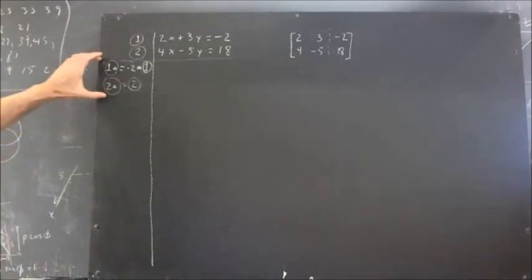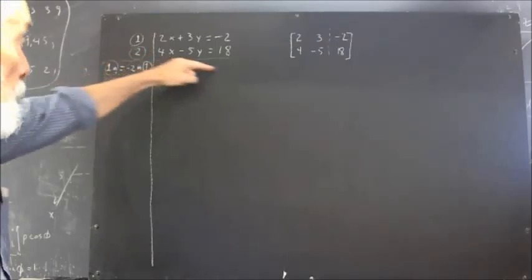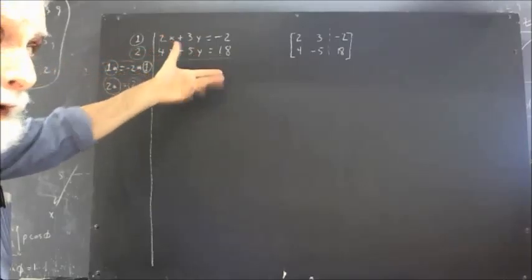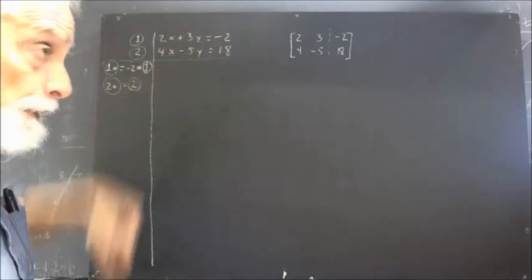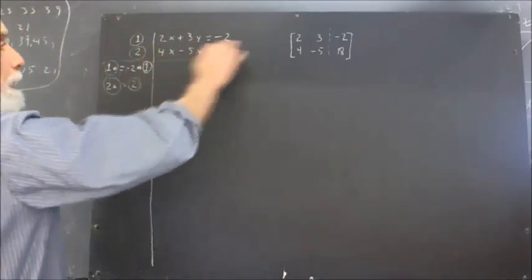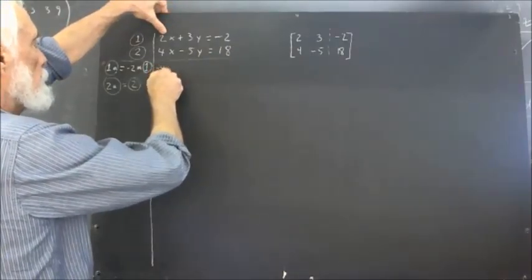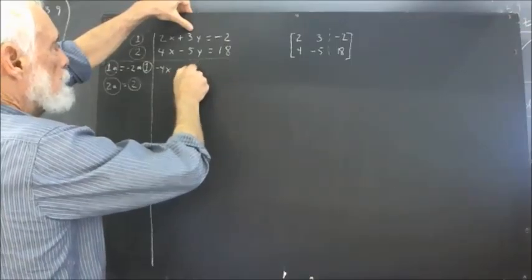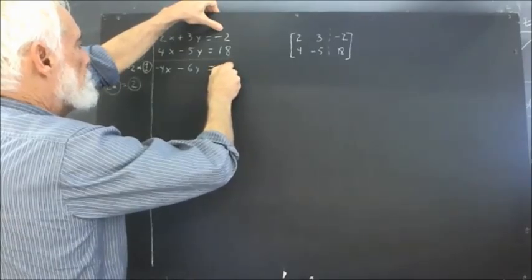I'll explain my notations here in a minute, but what I want you to do is just write this down and write down this first row multiplied by -2. That's all. We're not adding it to anything. We're just going to multiply it by -2. Okay, well, hopefully you did that. And multiplying through here by -2, -2 times 2x is -4x. -2 times 3y is -6y. And -2 times -2 is 4.